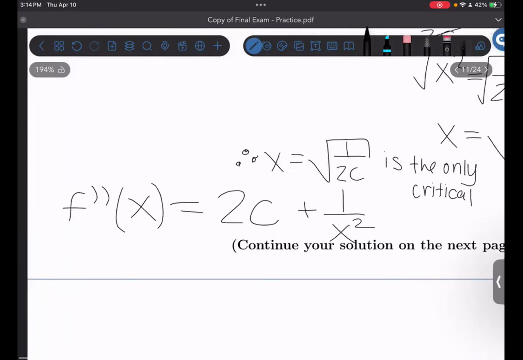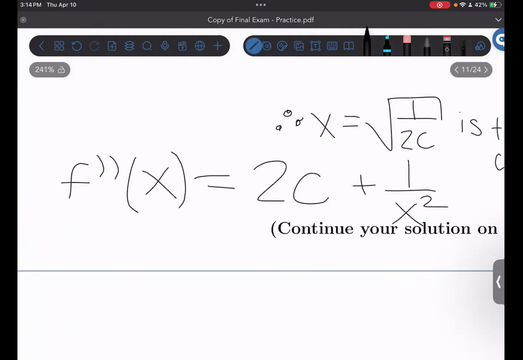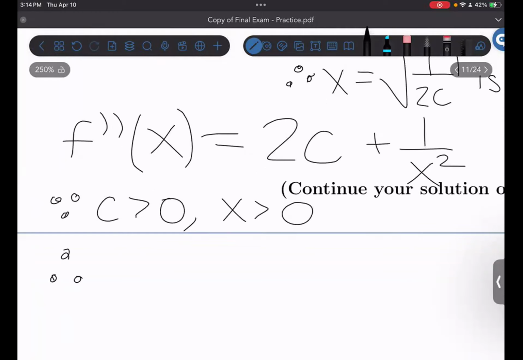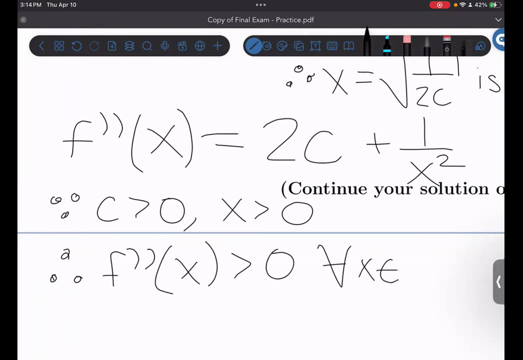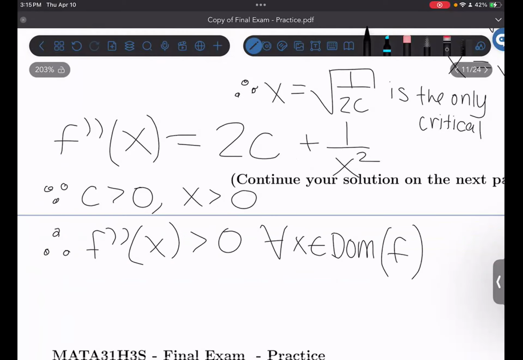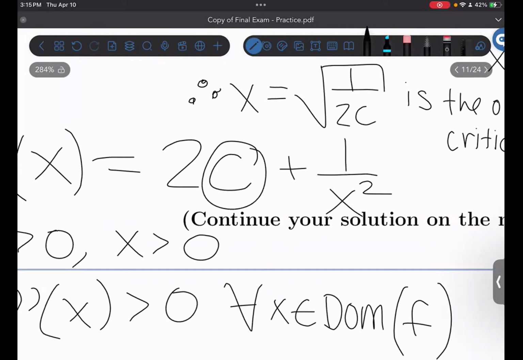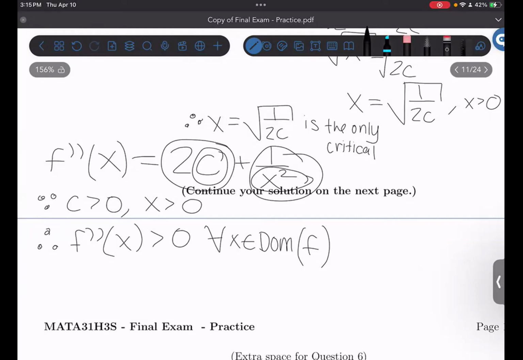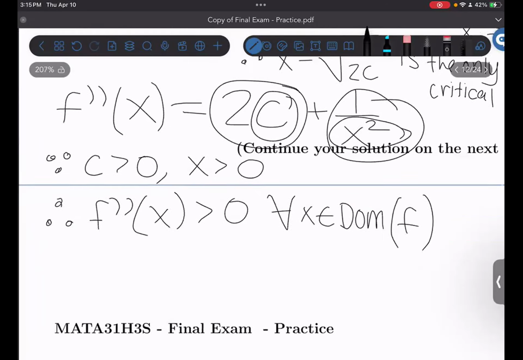Yeah. And notice how, since my c is greater than 0, and my x is greater than 0, right, from the domain, the second derivative would be greater than 0 for all x belonging to the domain of f. Why? Because we're adding two terms, and since this term is positive, we would get a positive value. And we have this square here, and x is greater than 0. So this whole term would be positive. So no matter what you're doing, your second derivative is always going to be positive, which is good.